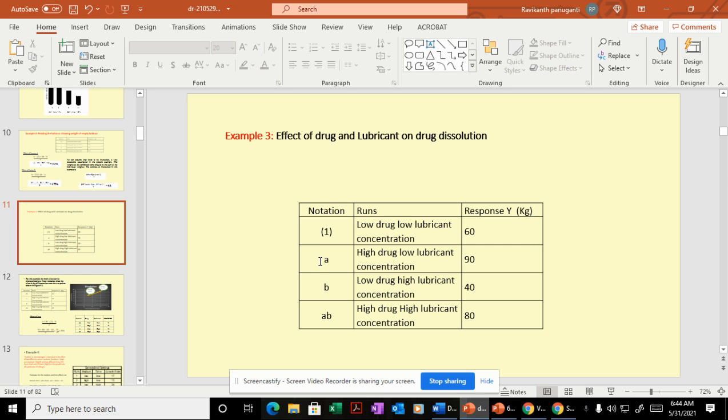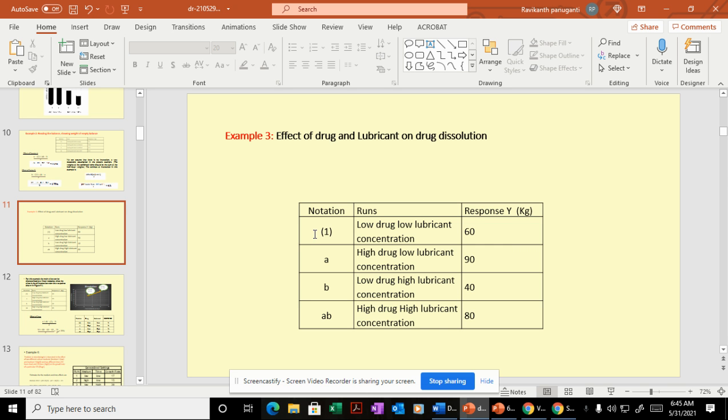If you perform run 2 with the notation A, say for example, high drug and low lubricant concentration, the corresponding release is 90%. With run 3, we received 40 percent drug release. Here we have taken the low drug concentration and high lubricant concentration. And with AB, high drug and high lubricant concentrations are taken, and the corresponding response is 80%.